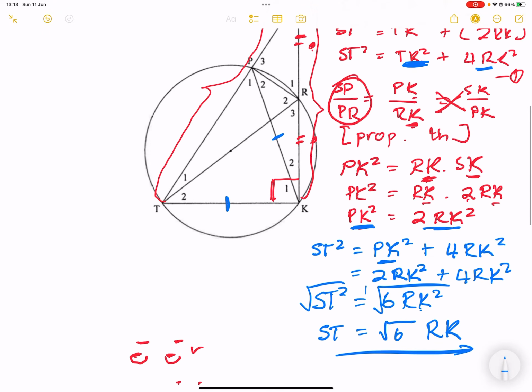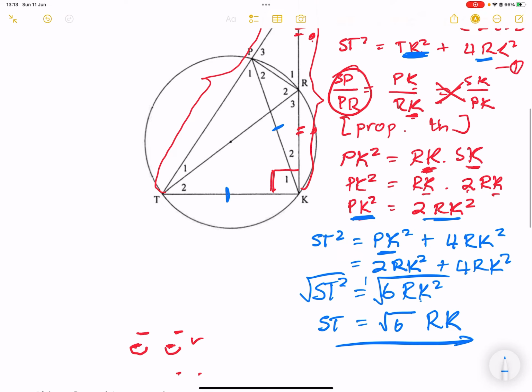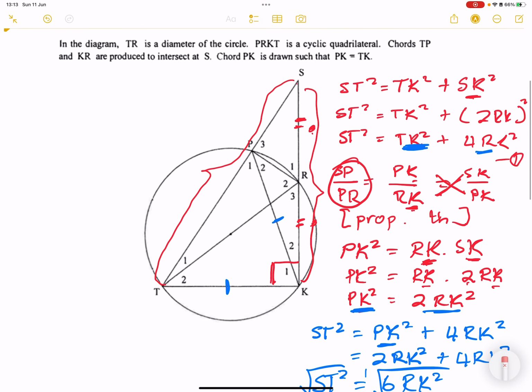I hope that makes sense. I made an error in the previous question, because I squared the entire thing. So I hope that fixes it and it makes sense.